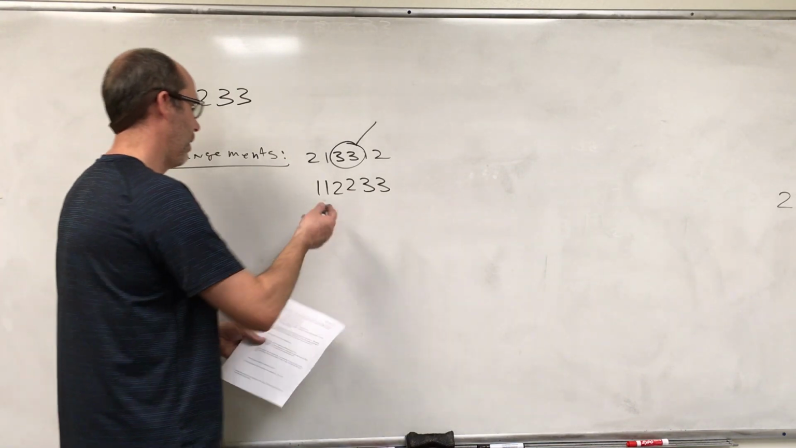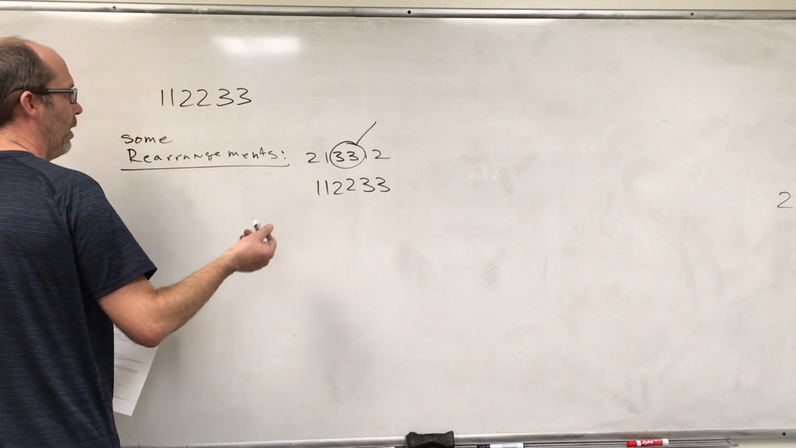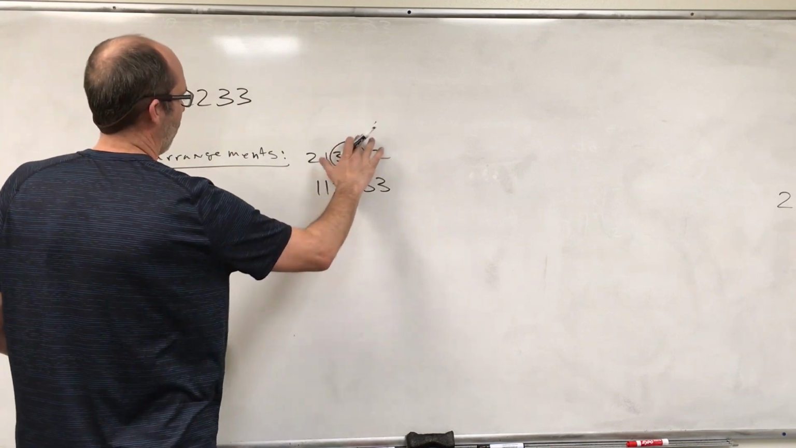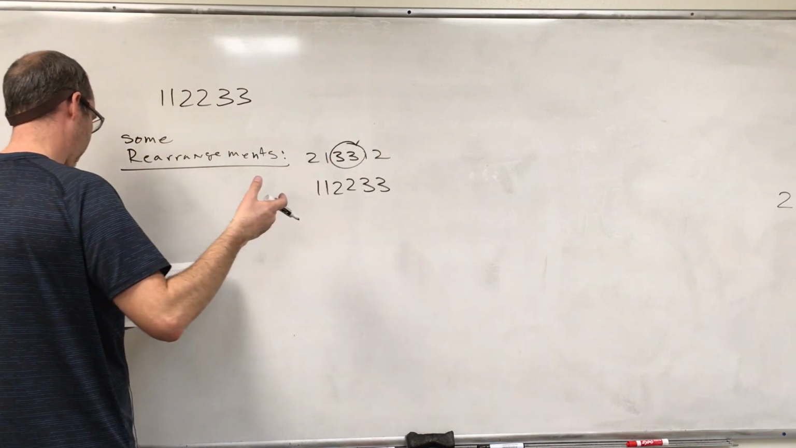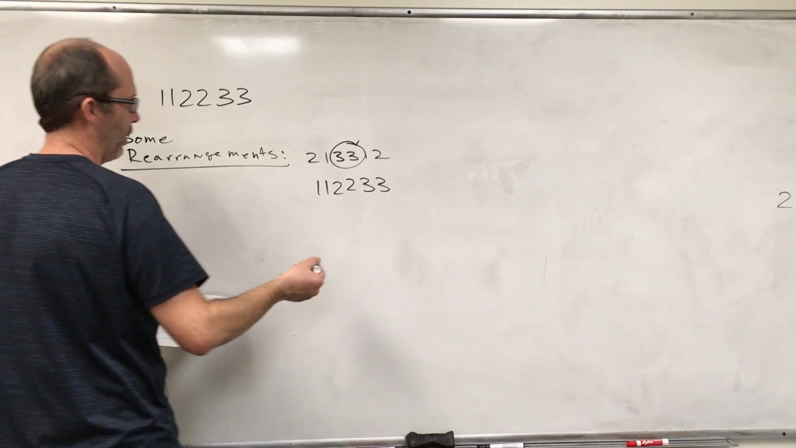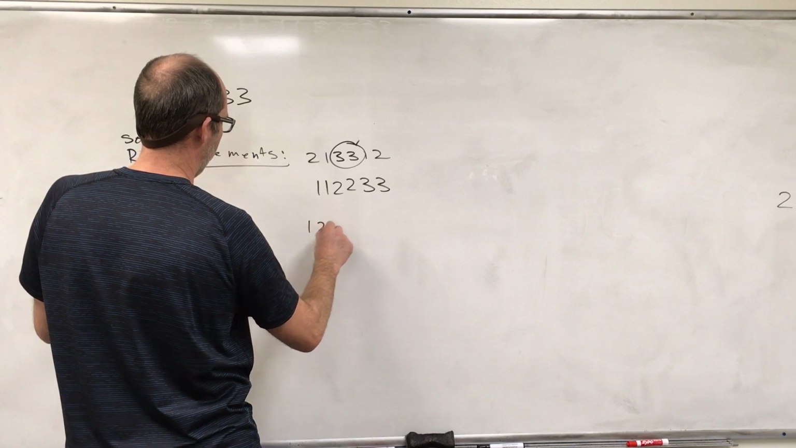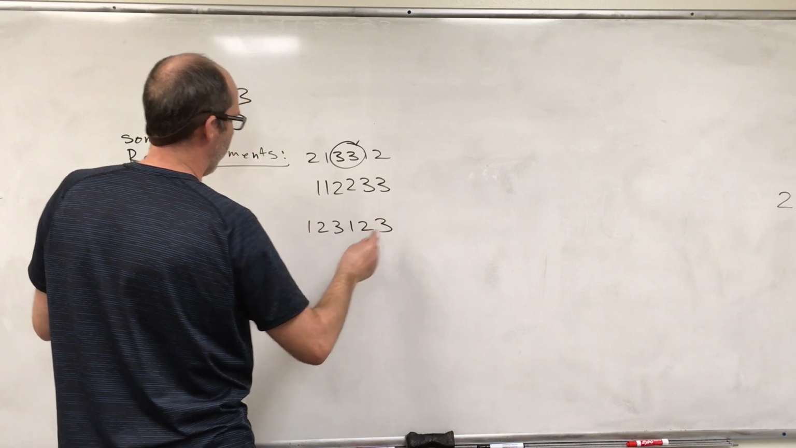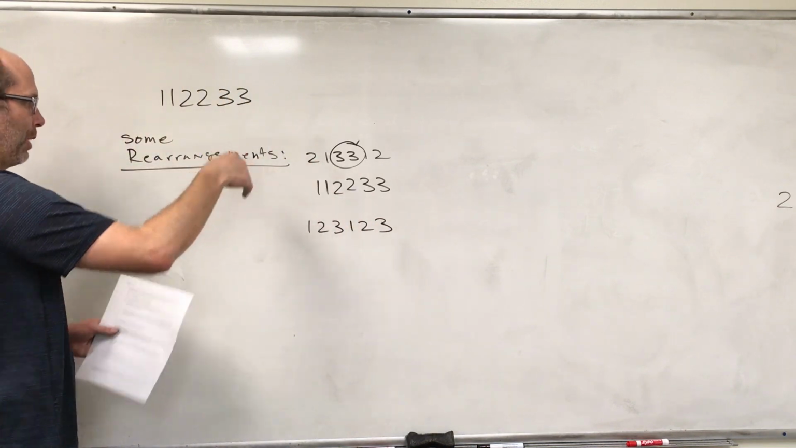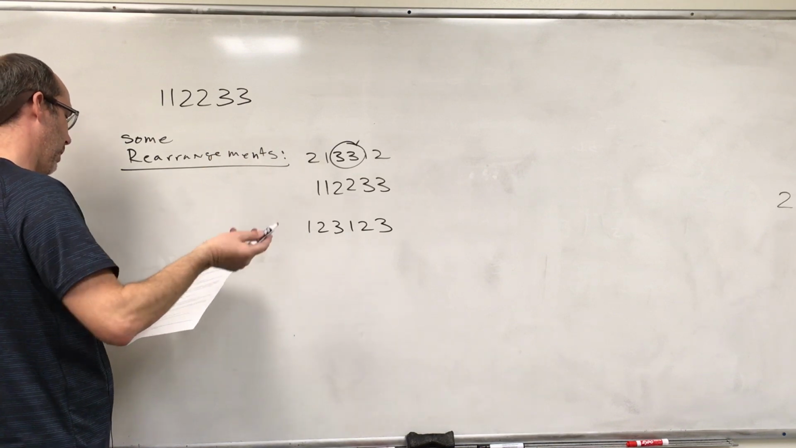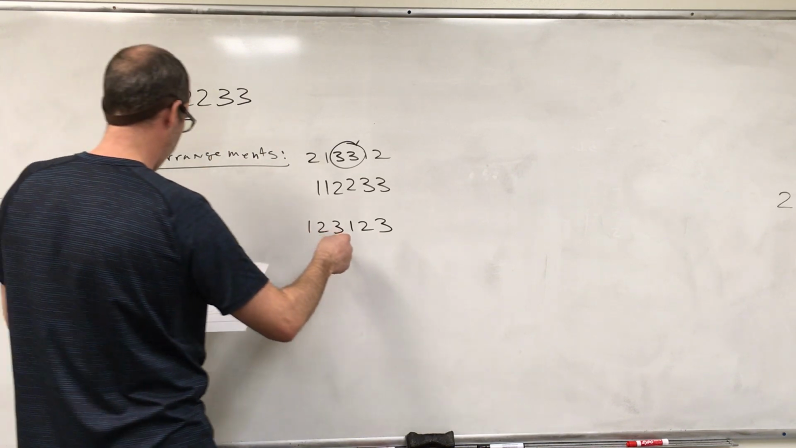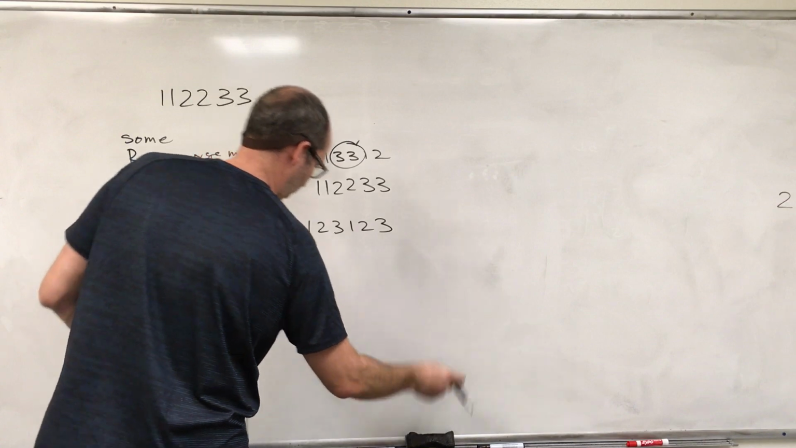And you can see that this one does fit the bill as well. It has at least 2 consecutive equal digits. It actually has 3 consecutive equal digits. All right, let's write 1, 1, 2, 3, 1, 2, 3. Here's a rearrangement that doesn't fit the bill. It isn't a rearrangement with 2 consecutive equal digits.